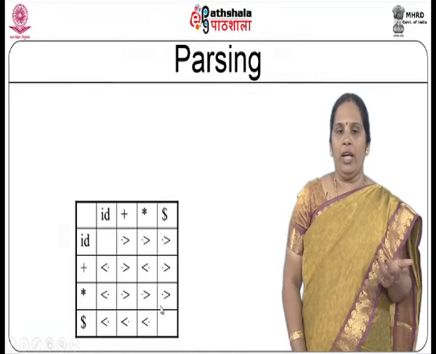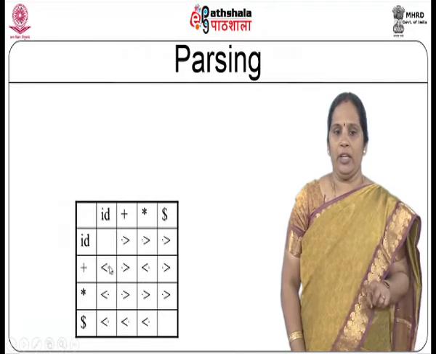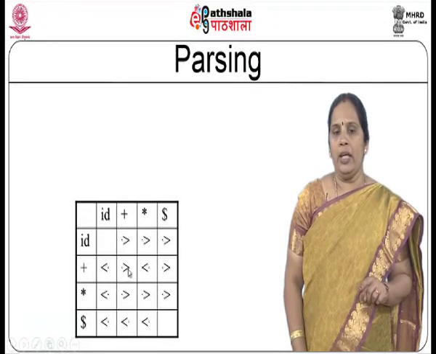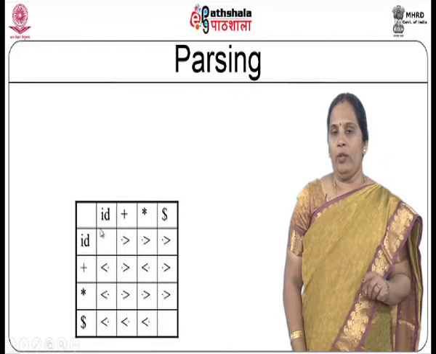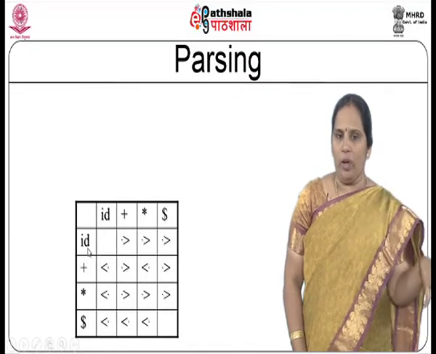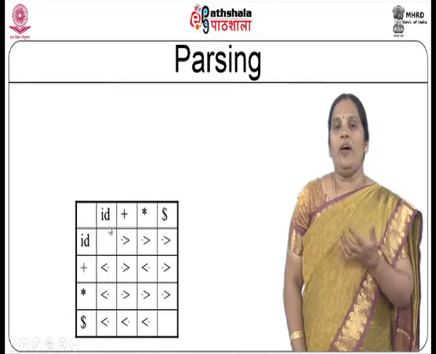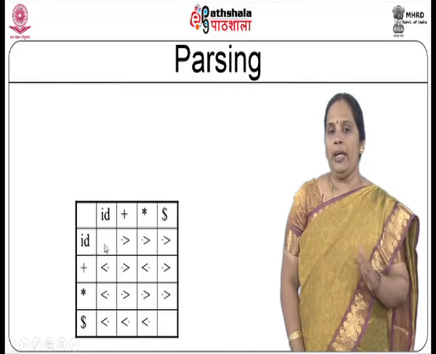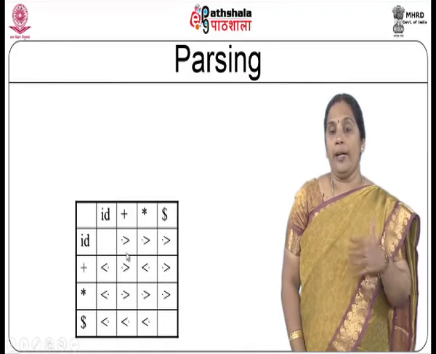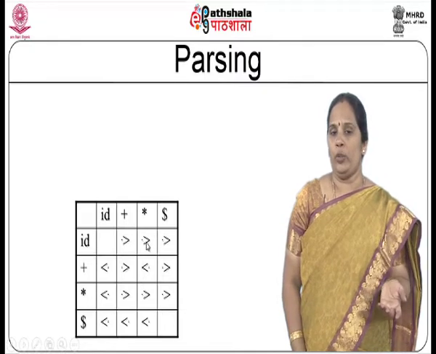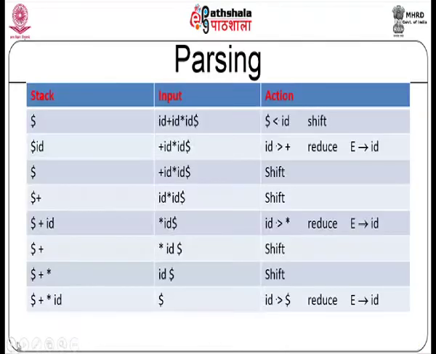Based on that, we have already got the precedence relations here. You have ID, plus, star and dollar, and this is the precedence relation. ID and ID, you cannot have a relationship here. That is, if ID is already on the stack, the next symbol cannot be ID. And similarly, ID and plus: ID has greater precedence over plus, and ID and star: ID has greater precedence over star. This is the interpretation.